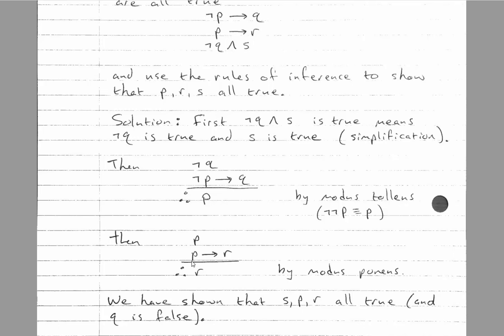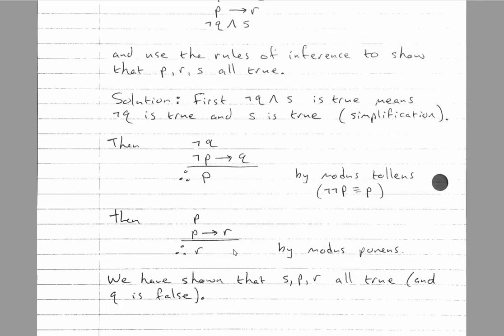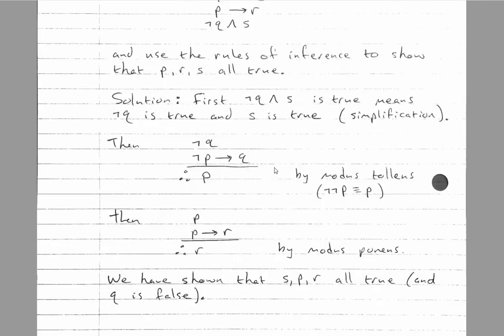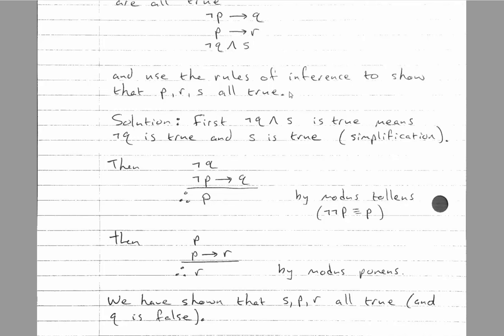And then one last bit of logic. P is true, and we have the second implication, P implies R. So by modus ponens, R has to be true. So we showed that S is true, P is true, and R is true, and that's what we wanted to prove. Also Q is false, that is, not Q is true.